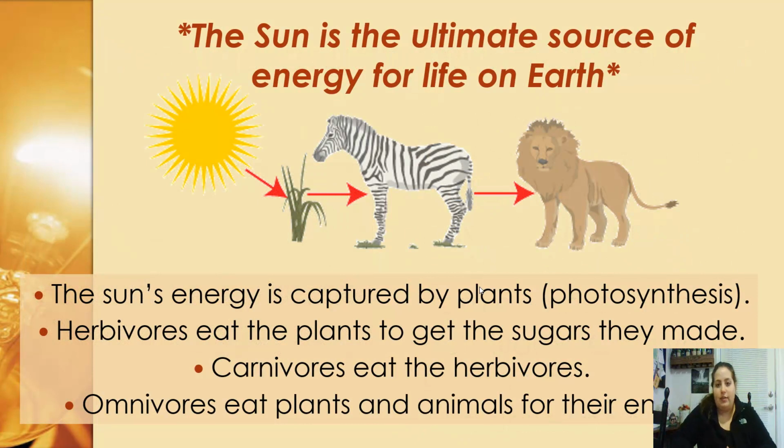Now, all of this leads back to the sun. The sun is the ultimate source of energy for all life on Earth. Without the sun, nothing could grow on Earth, nothing would live. So the sun's energy is captured by plants and converted into chemical energy via photosynthesis. The herbivores then eat the plants to get at those chemicals inside the plant. Carnivores eat the herbivores. Omnivores eat plants and animals. So it's all like, as a child, if you remember from The Lion King, the circle of life, but it all starts with the sun.